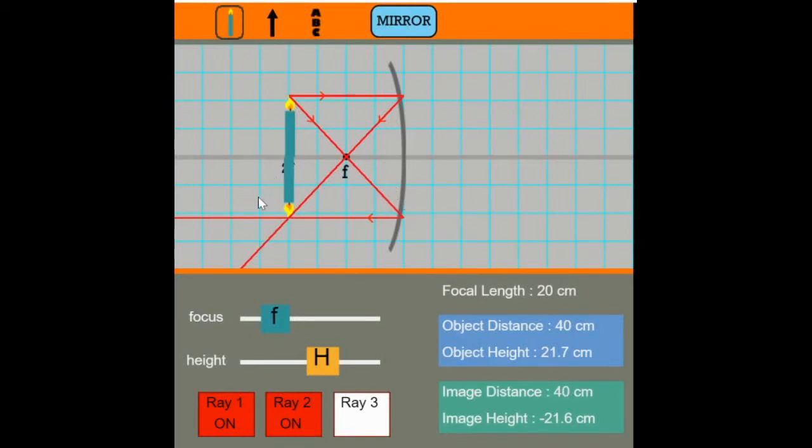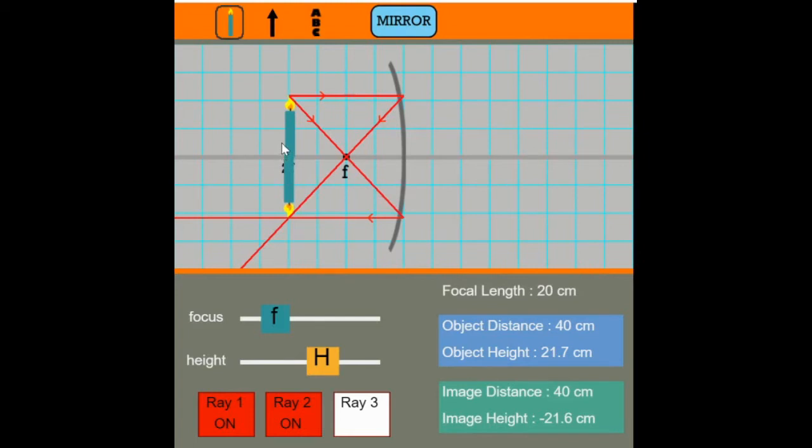Is it clear? And what are the characteristics? The image is a real image and it is an inverted image, and also the size of the image is the same. Is it clear? See, here it is 2 boxes and here also it is 2 boxes. So on C, what are the characteristics of the image? The image will be formed on C itself, and the characteristics are inverted image, same size image and real image.